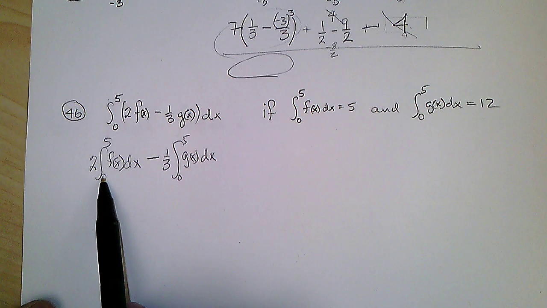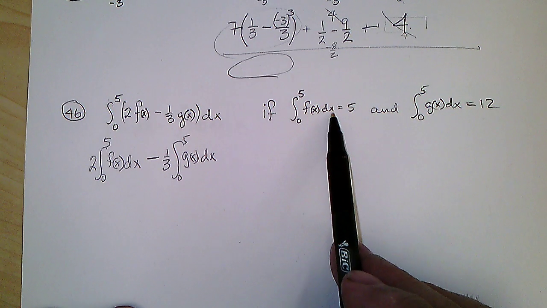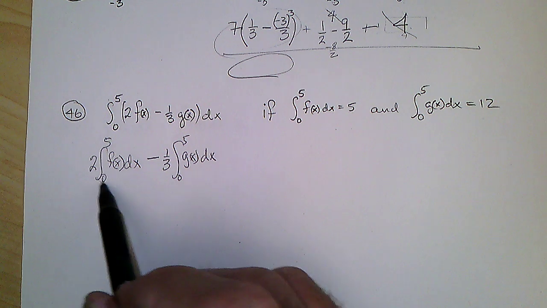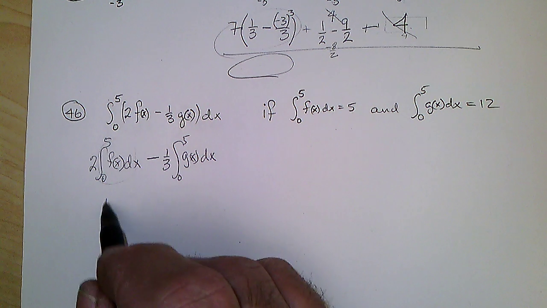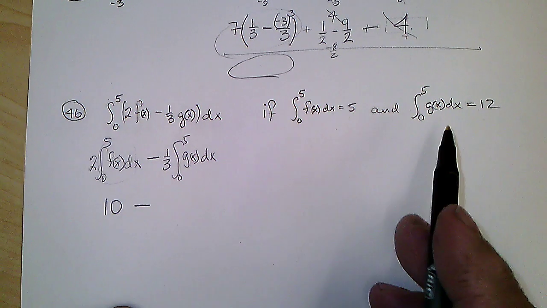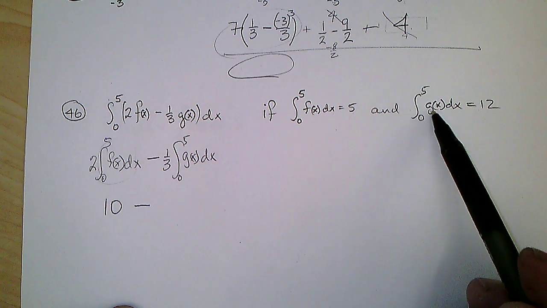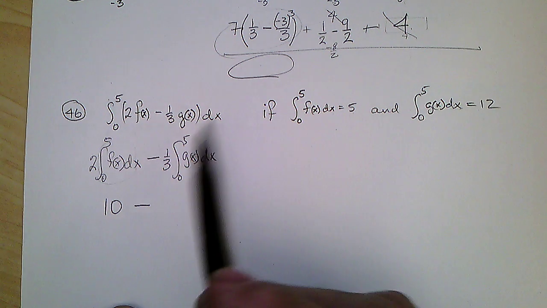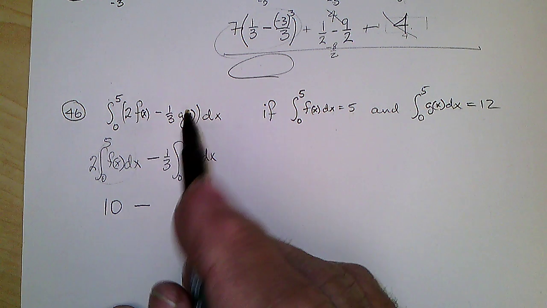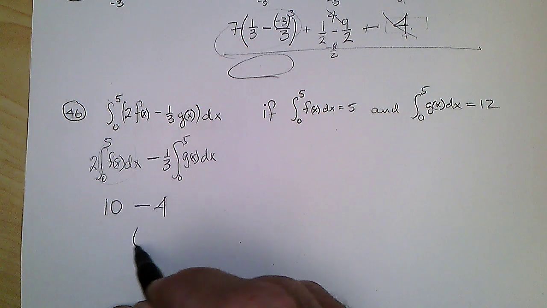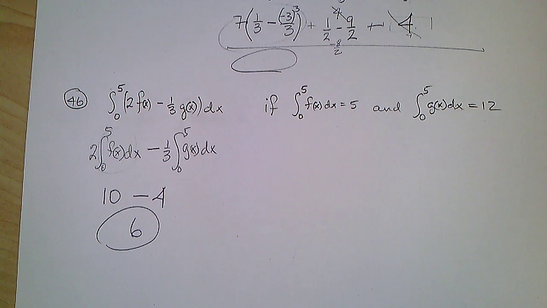They said the integral from 0 to 5 of f of x dx is 5. So this is 5 times 2, 10, minus. They said from 0 to 5 of g of x dx is 12, and so I got minus 1/3 of 12, which is minus 4, so I get 6 for my answer.